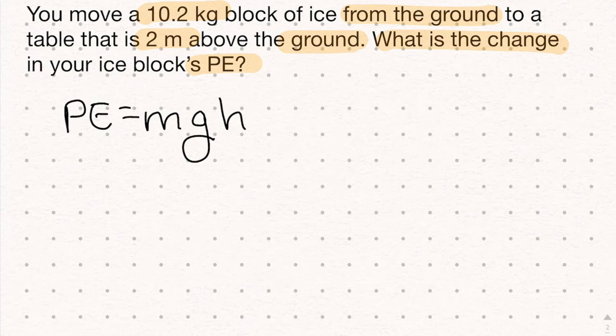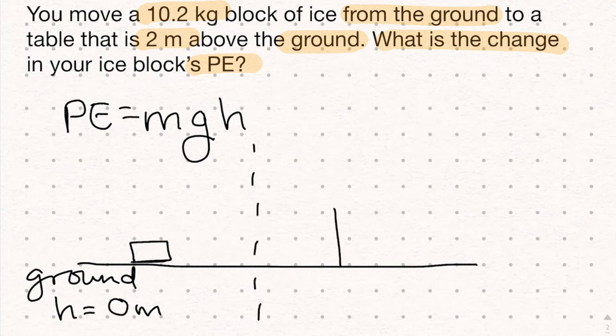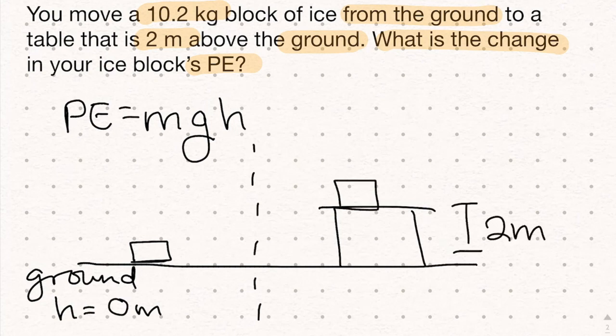Okay, so I suggest to first draw out what's happening. We've got the ground, and I like to say that the ground is going to be height equals 0 meters. And before, we've got this ice block chilling on the ground, and then afterwards, we've got a 2 meter tall table and our ice block is chilling on top of that table. So that's our scenario.